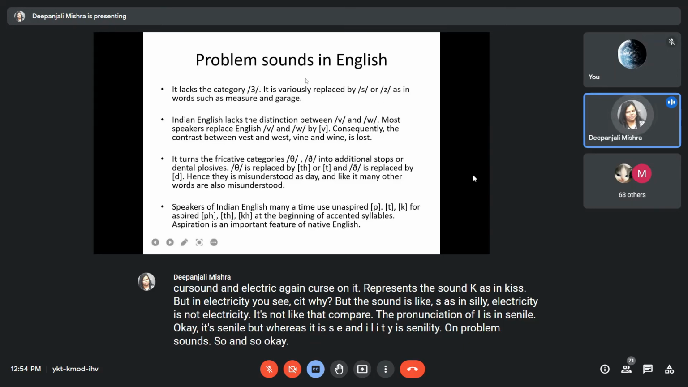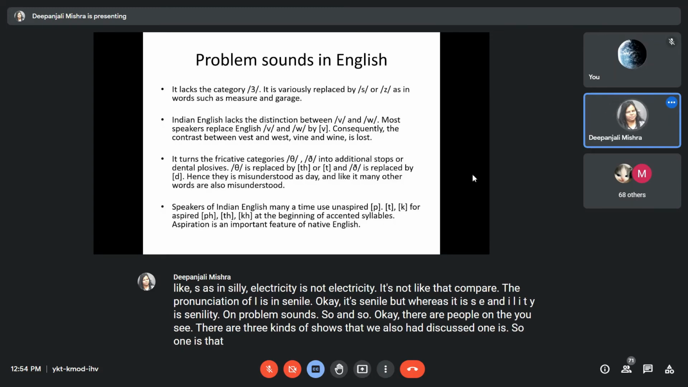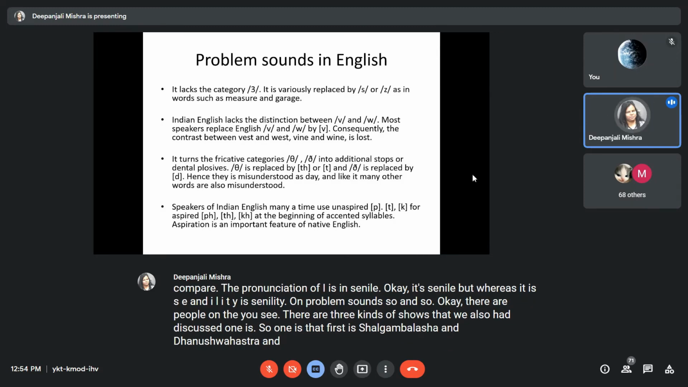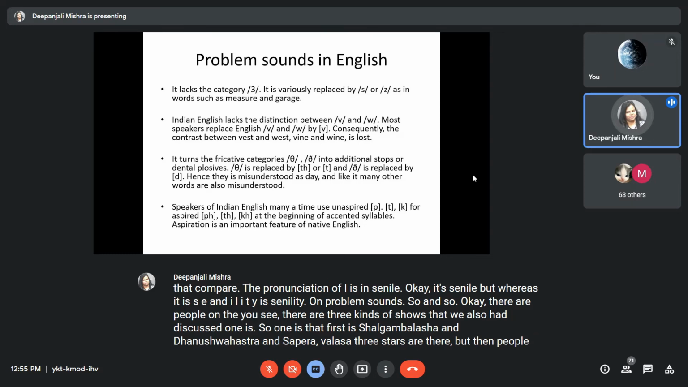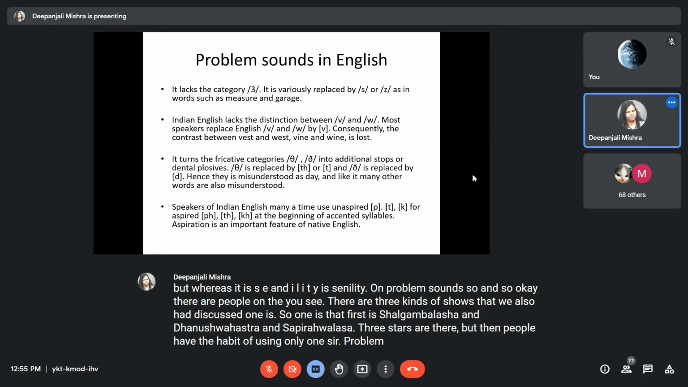Okay, you see, there are three kinds of SHAs that we also had discussed. First is the sha of shalgam, then the sha of dhanush, and the sa of sapera. Three sounds are there, but people have the habit of using only one. Problem in English. This is the most problematic sound.